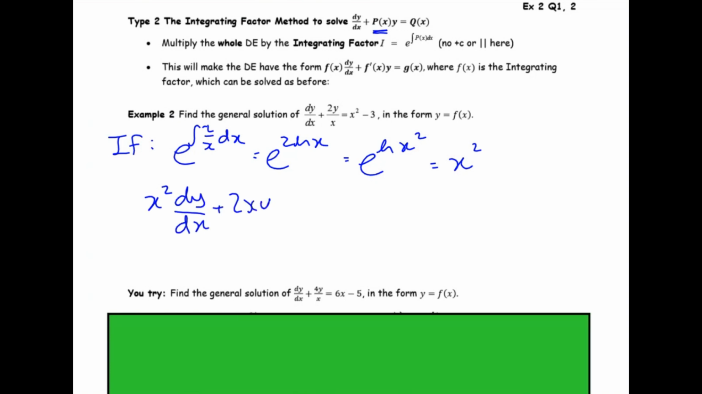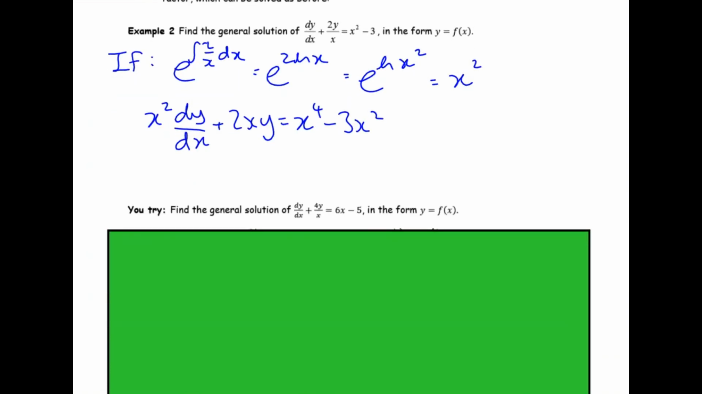plus 2xy equals x to the 4 minus 3x squared. I've got to multiply the right-hand side through by x squared as well. What you now recognise is that the left-hand side came as the consequence of differentiating the product of x squared and y, because the 2x came from differentiating x squared and the dy by dx came from differentiating y. I can now integrate both sides to solve this.